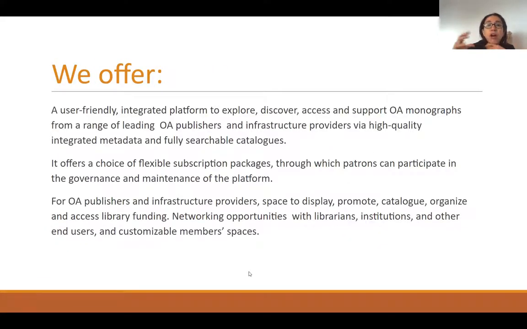So we're offering this platform to discover, access, and support OA monographs via high quality metadata and searchable catalogs that are open to everyone. You don't have to sign up to search the catalogs. It offers a choice of flexible subscription packages through which patrons who are subscribed can also participate in the governance and maintenance of the platform.